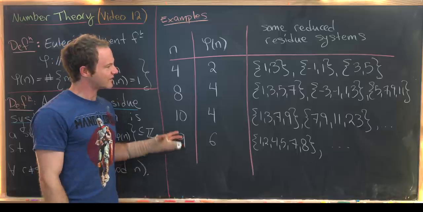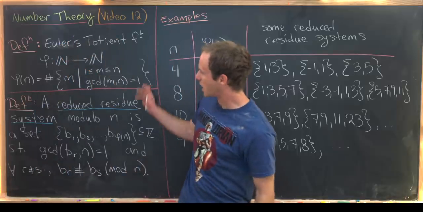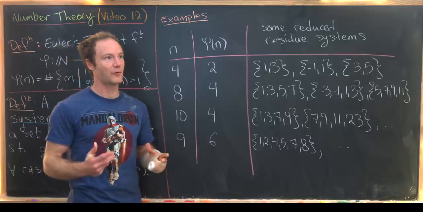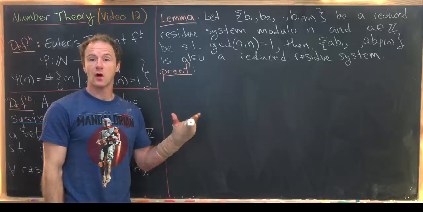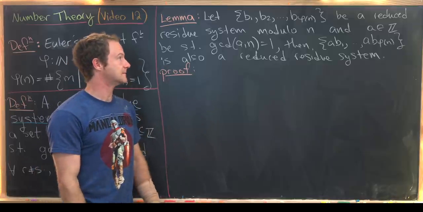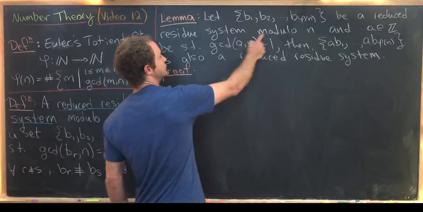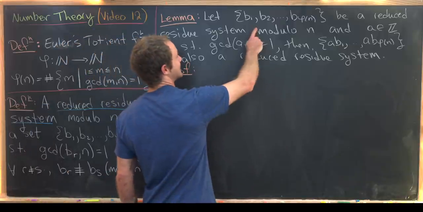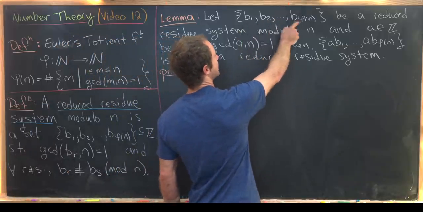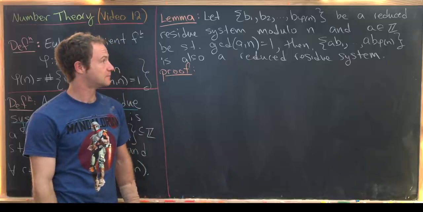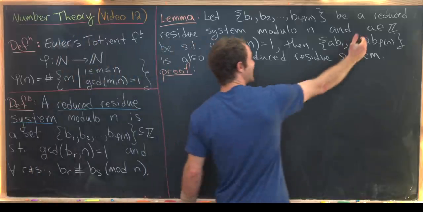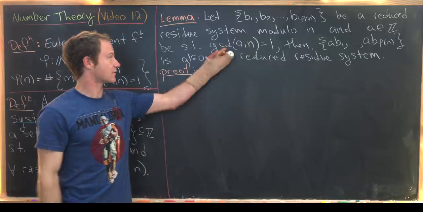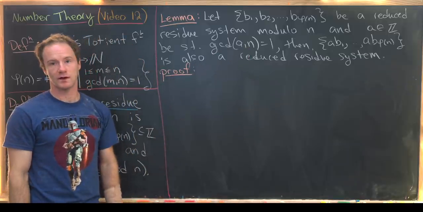Okay, so now that we've got these examples to get us thinking concretely about these two definitions, let's prove a lemma which will help us prove Euler's theorem. Let's look at this first lemma. We want to start with a reduced residue system modulo n, which is given by the set of integers b1, b2, b3 up to b phi(n). And next, we pick any integer a that is relatively prime to n. In other words, the GCD of a with n is 1.